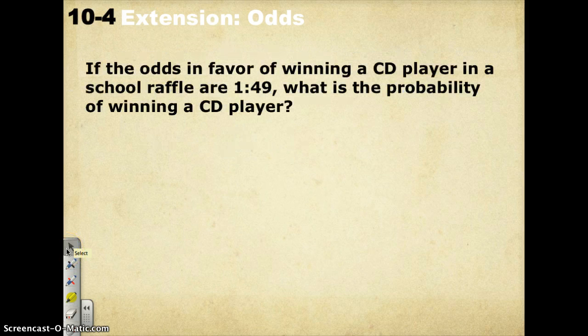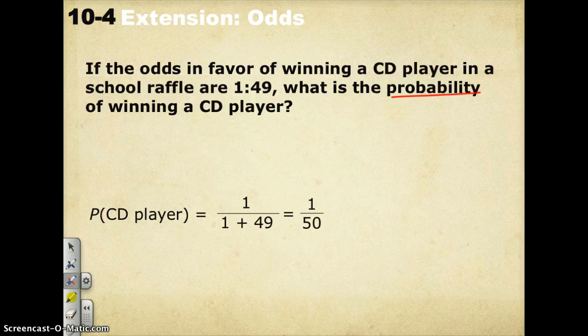If the odds in favor of winning a CD player in a school raffle are 1 to 49, what is the probability of winning a CD player? So we're being asked for the probability, which would be a fraction, decimal, or percent. So because the odds were 1 to 49, that means there are 50 total outcomes. In favor would be 1 out of 50.